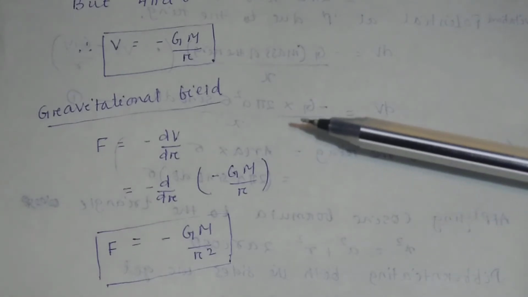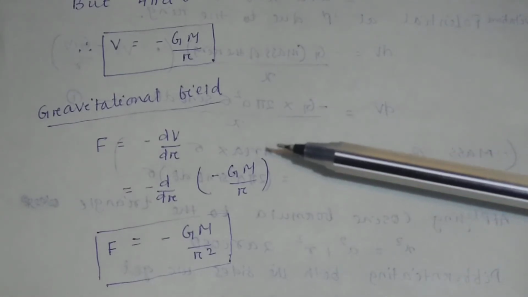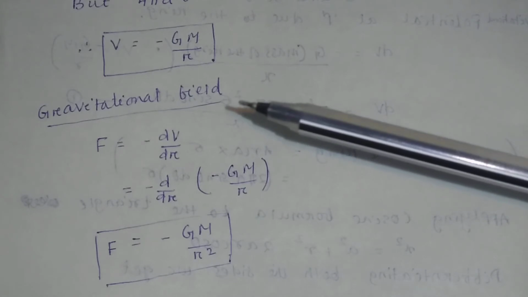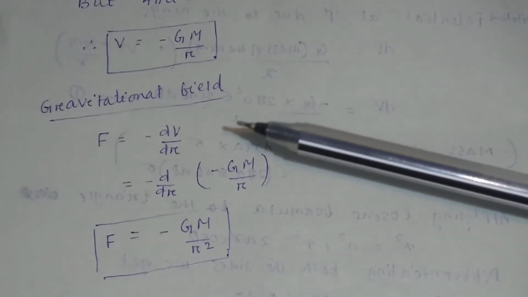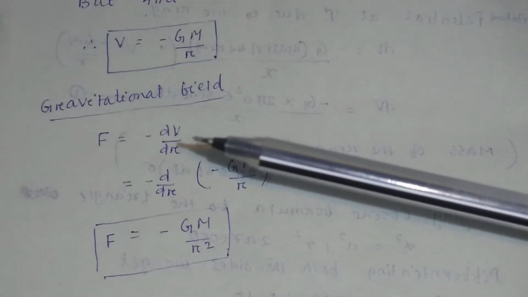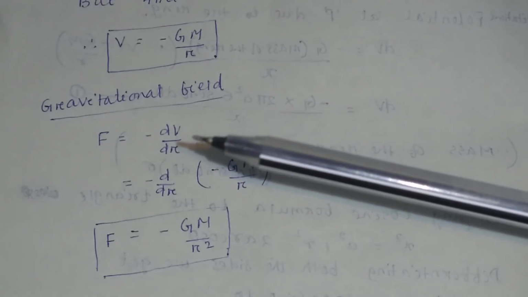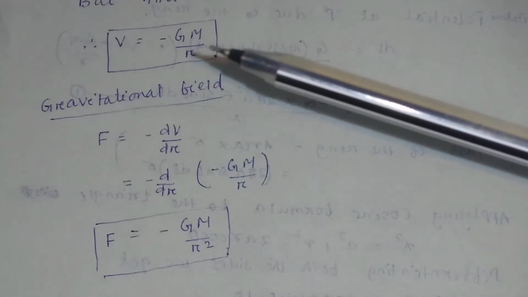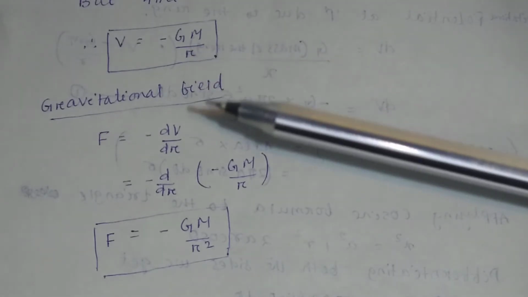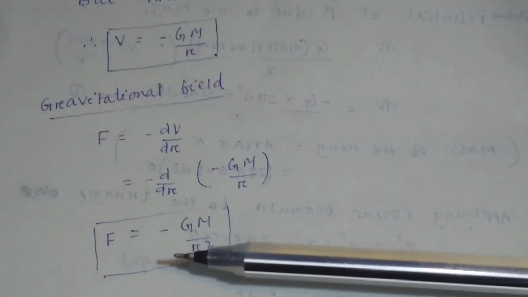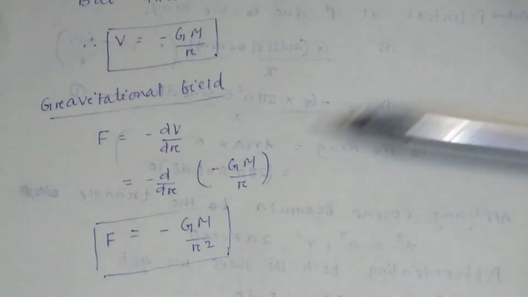If the point P lies outside the spherical shell, then what will be the gravitational field? The gravitational field will be equal to the negative gradient of potential, minus dV by dr. So if you differentiate the potential here, you will get the gravitational field, minus GM divided by r square.